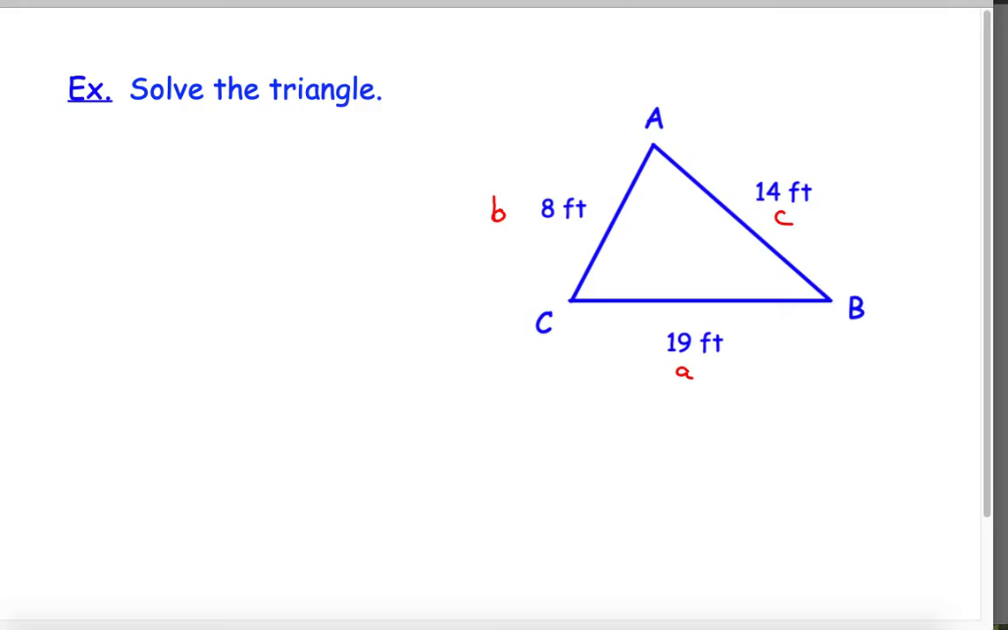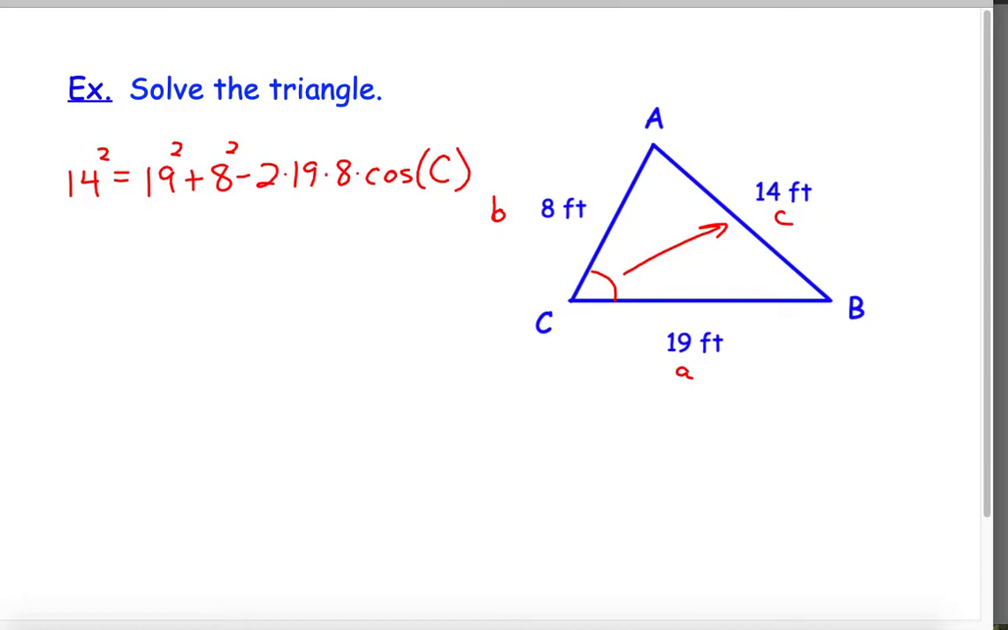Let's say I wanted to first find out angle C. That means that I'm going to have side C by itself. So C squared, and actually I'm just going to plug in the numbers, I won't write out the formula. So C squared, which is 14, equals A squared plus B squared, so 19 squared, plus 8 squared, minus 2 times 19 times 8, times the cosine of angle C, which I don't know.